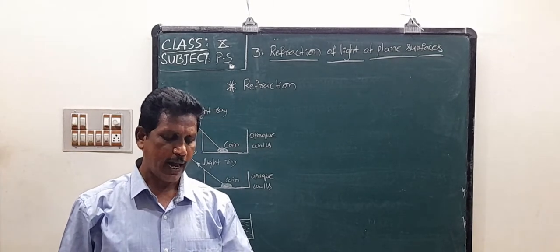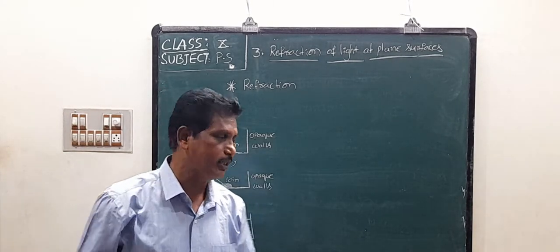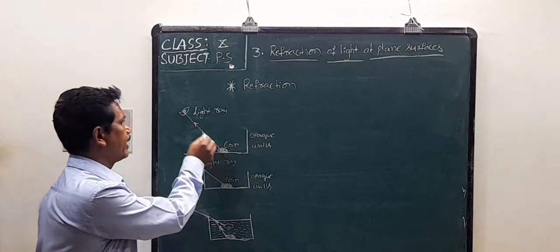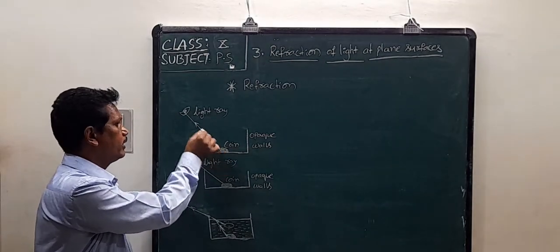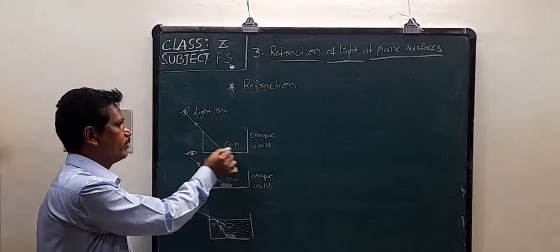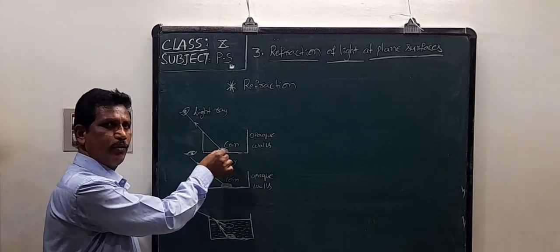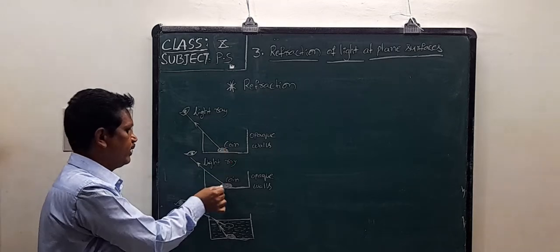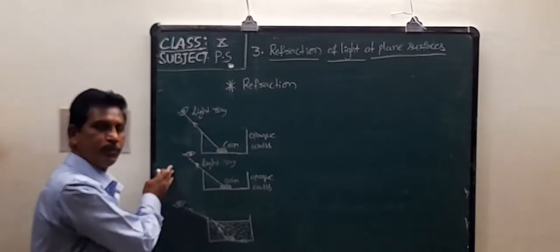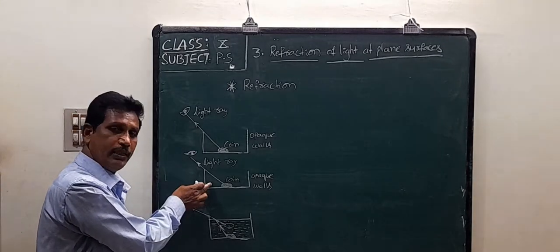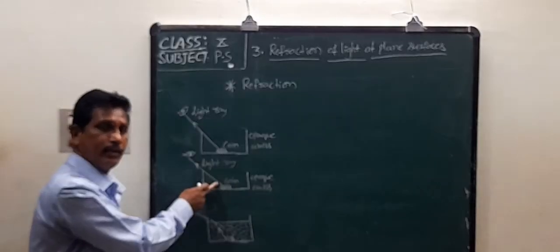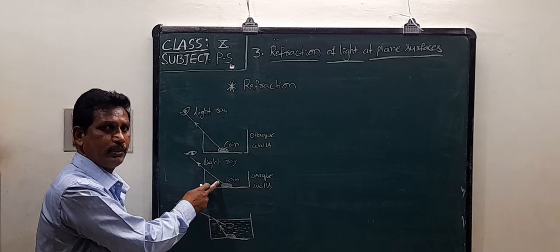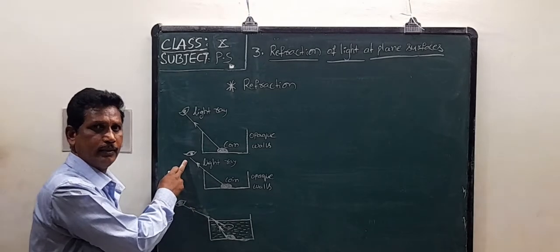Draw a ray diagram from the coin to eye. This is a ray diagram, eye to coin. In the first situation, we see the coin at the bottom of the opaque vessel or mug. In this situation, we move away from the vessel. We cannot see the coin inside the vessel at this position.